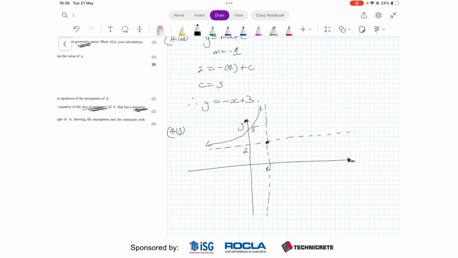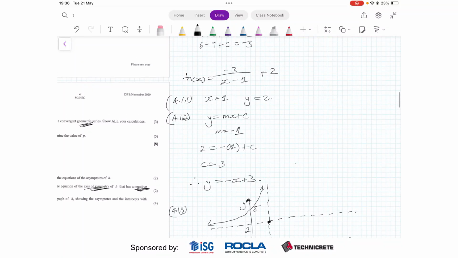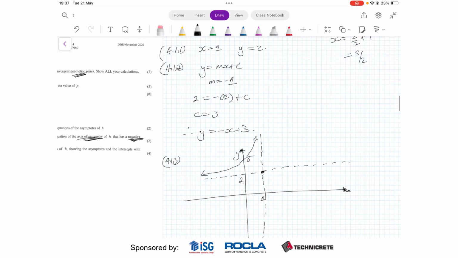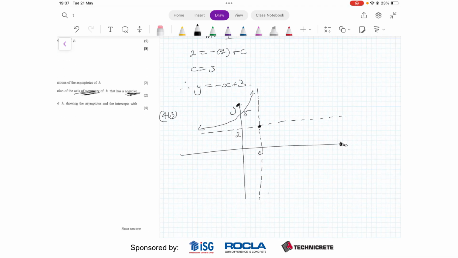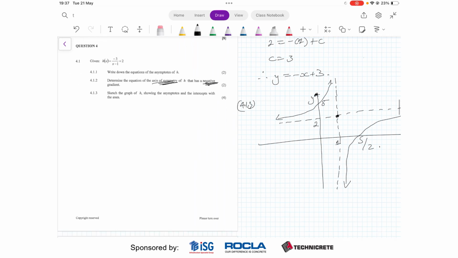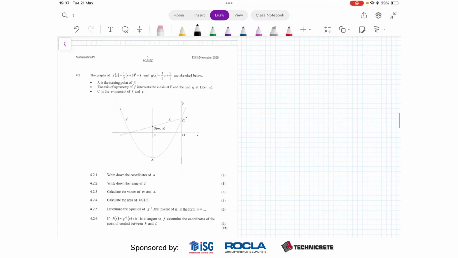And our x-intercept will be at the point where y is equal to 0. So if y is equal to 0, that tells me that minus 3 is equal to minus 2 into x minus 1. Therefore, x equals 3 over 2 plus 1, and that is 5 over 2. That tells me that my graph passes through 5 over 2 like that. And that is the graph, ladies and gentlemen. Moving on to 4.2.